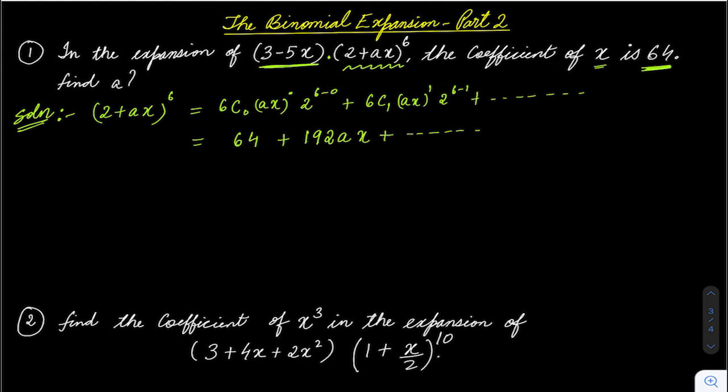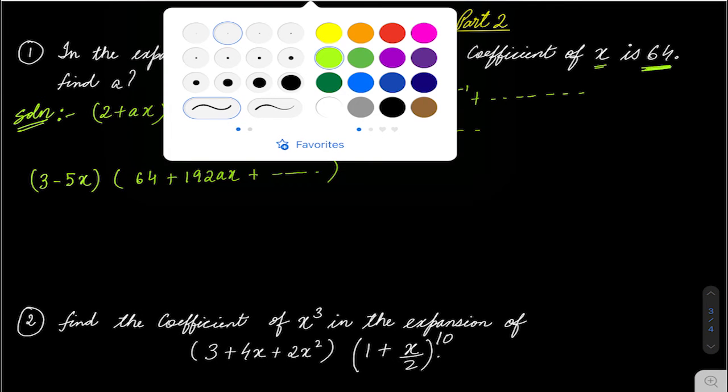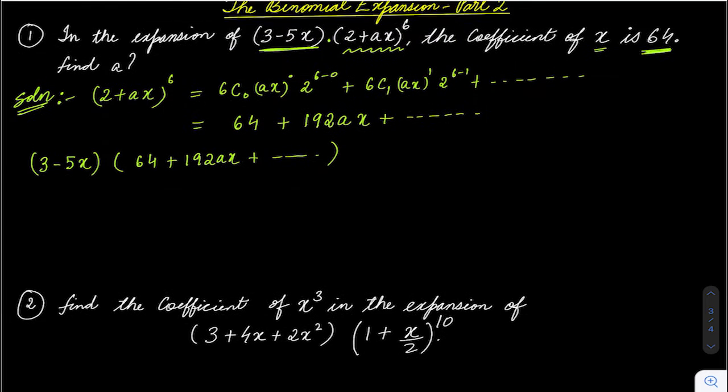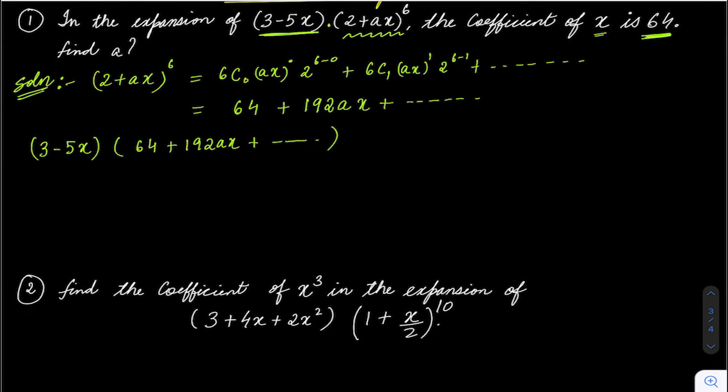Okay, now let's write the whole expression. What we need is (3 minus 5x) times (64 plus 192ax plus dot dot). Now we have to find this expansion, and in this expansion we are looking for the x term only. Okay, now it's very easy to see this. First we will multiply 3 with every term in the second bracket. When you multiply 3 with 64, you will not get any x term. We are looking for only the x term in this question.